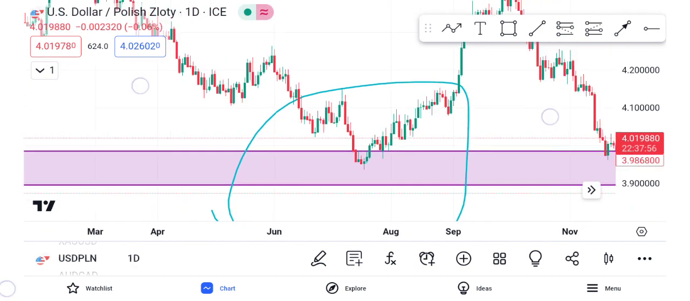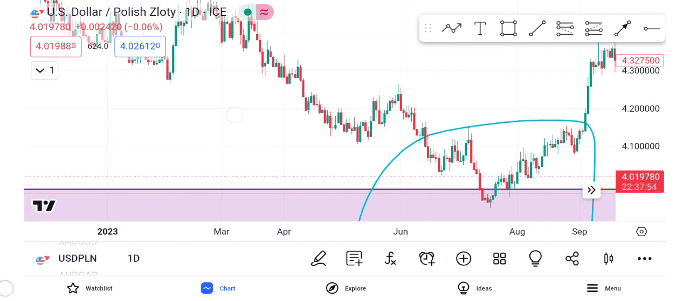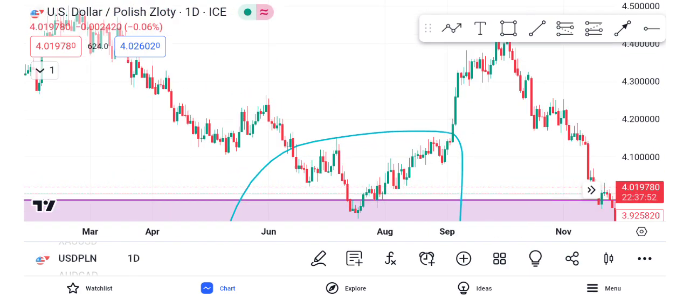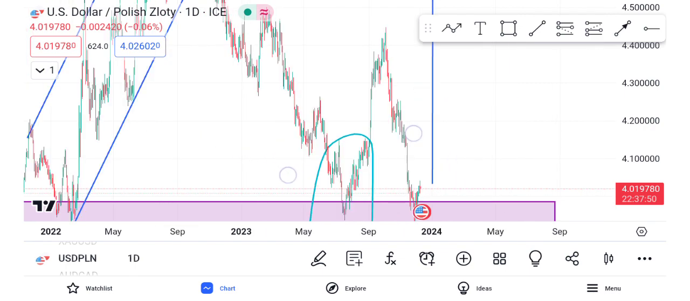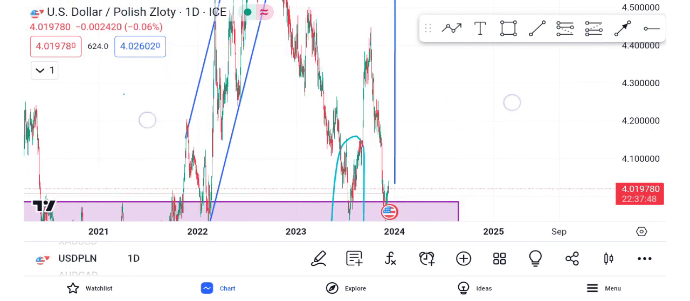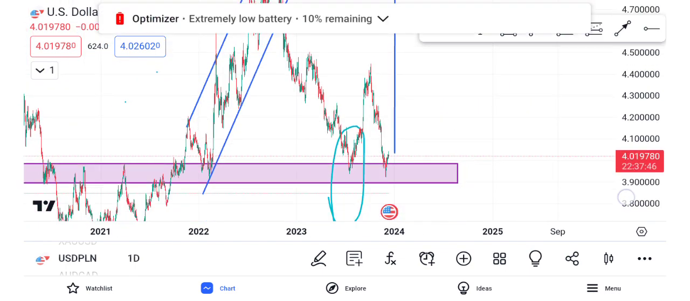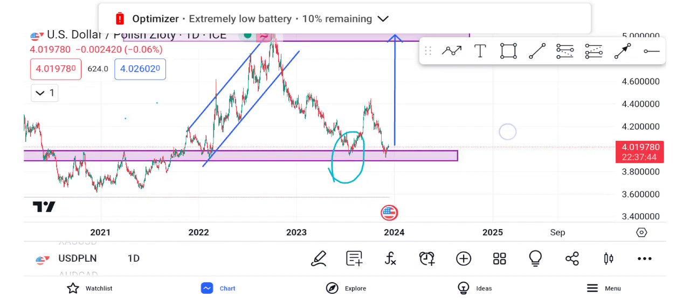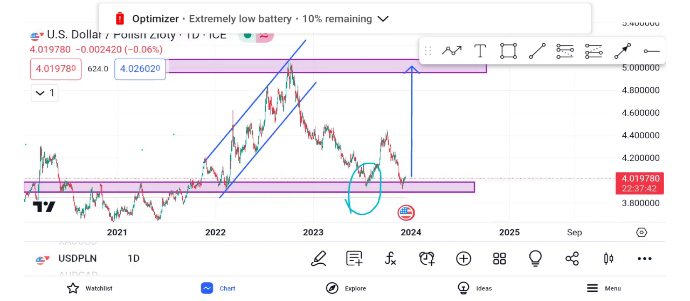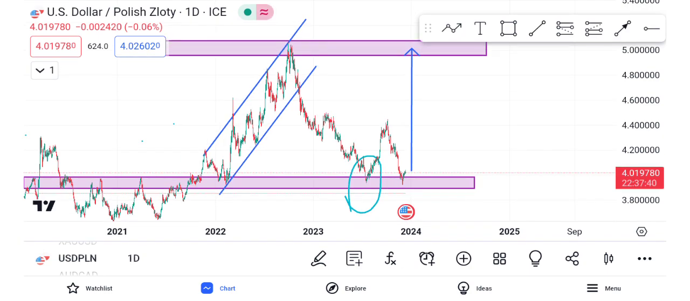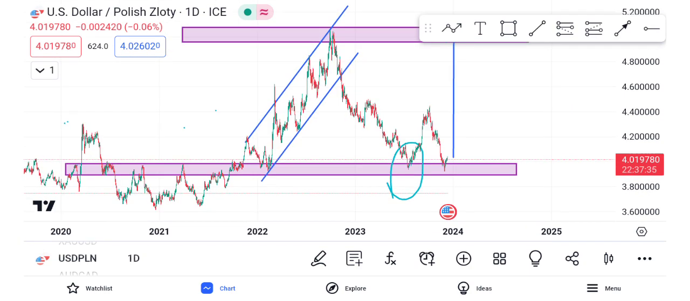So after several bullish rejection candles, we all know that the price is rejecting back, is going back up, is going back to the resistance level. But before that, there are some things we need to know.